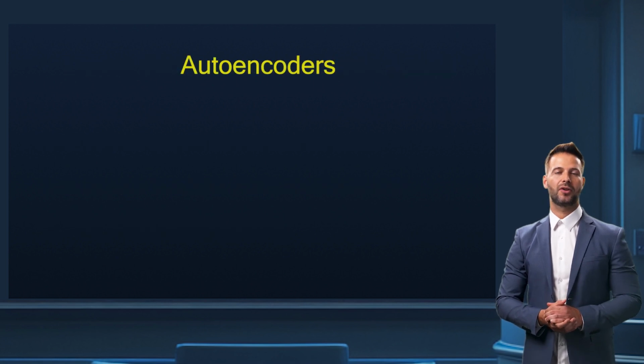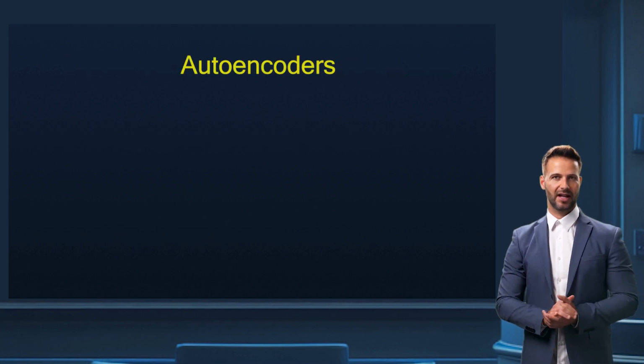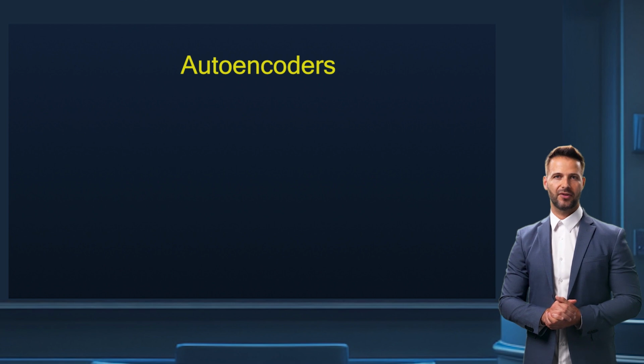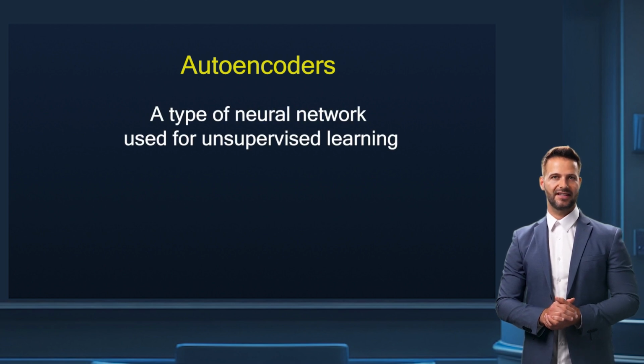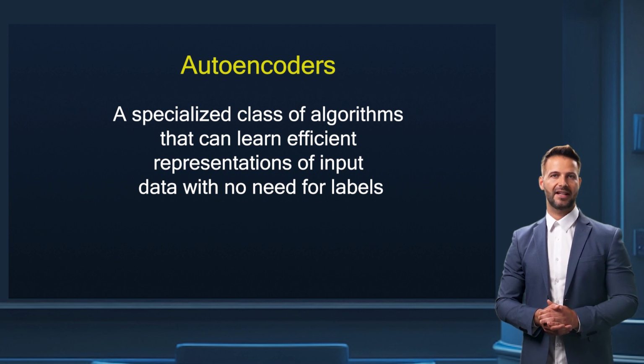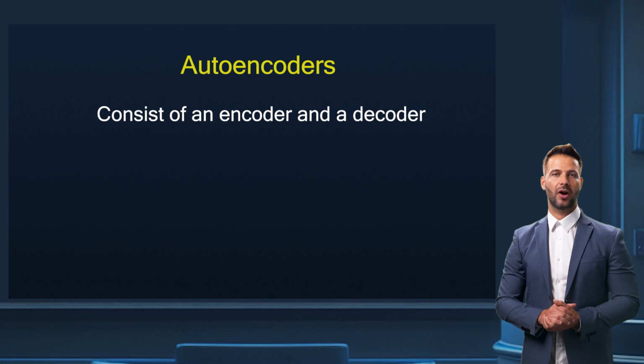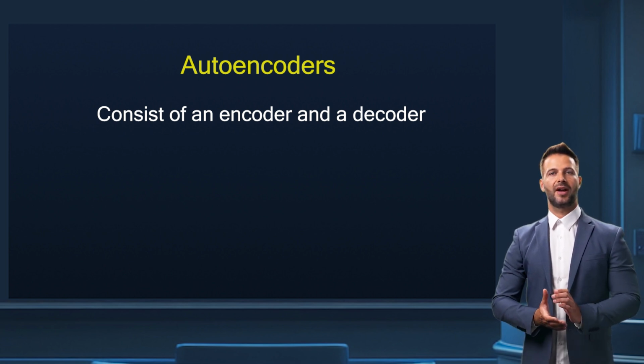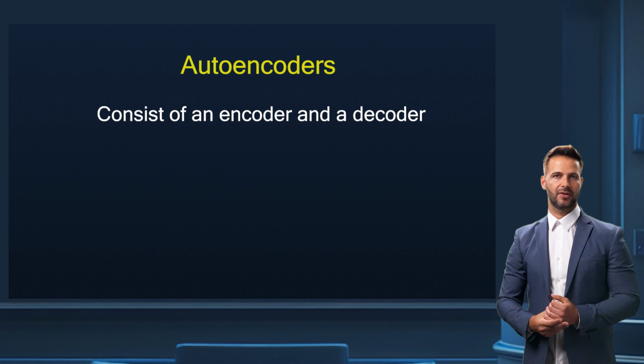Finally, let's talk about the autoencoders technique. As we talked about last time, autoencoders are a type of neural network used for unsupervised learning. So they are a specialized class of algorithms that can learn efficient representations of input data with no need for labels. Autoencoders consist of an encoder that compresses the input into a lower dimensional representation and a decoder that reconstructs the original input from this representation.